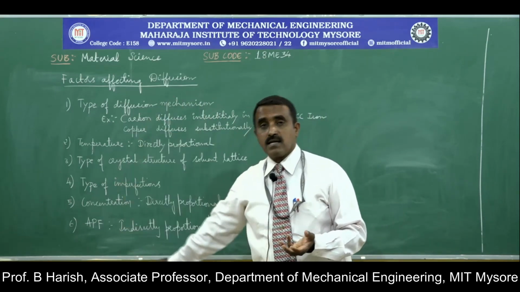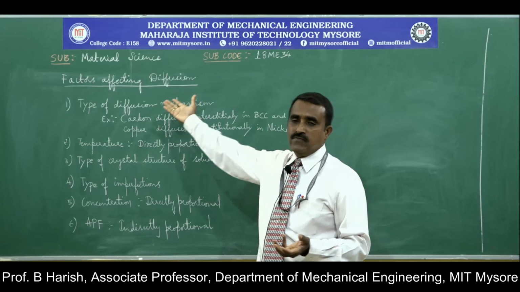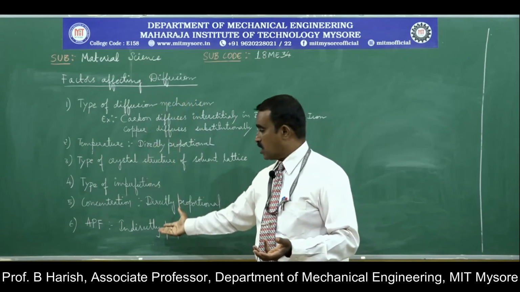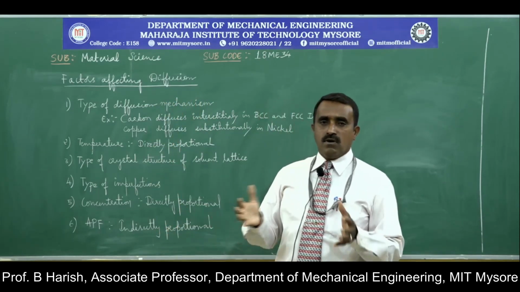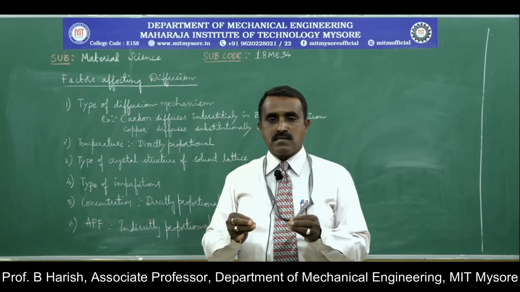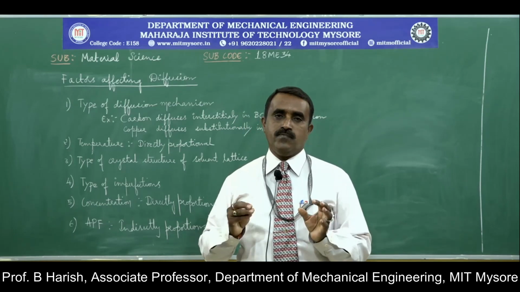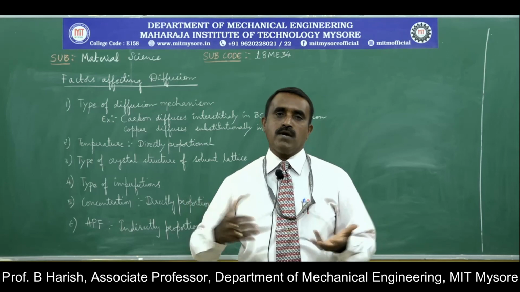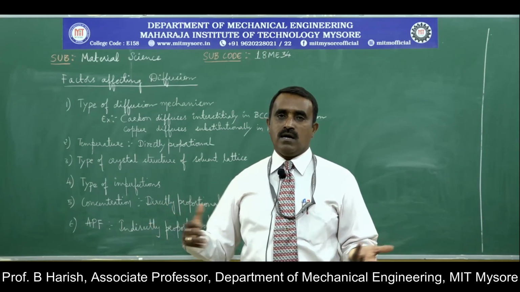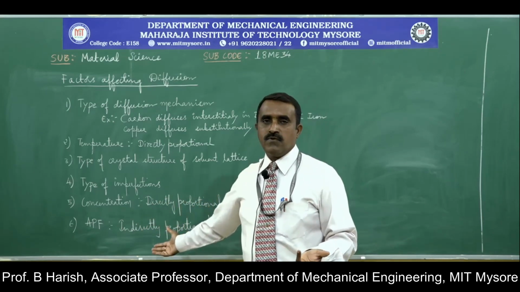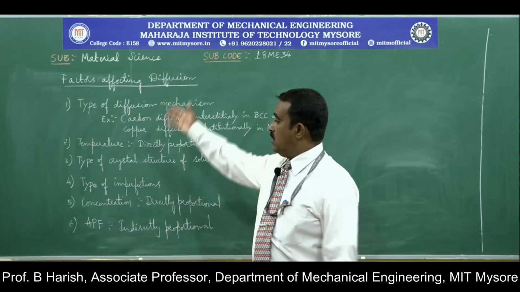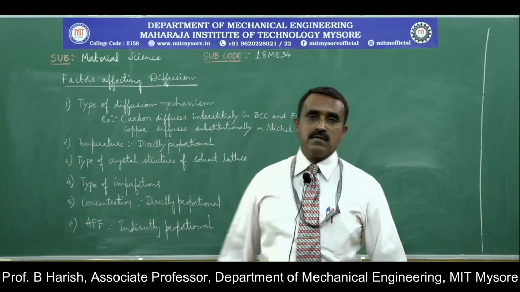So these are all the factors affecting the diffusion rate, including atomic packing factor. If you have less space, movement of atoms will be slower. The more the empty space, the movement will be faster. That is how it affects the diffusion rate. So these are the 6 different factors that affect diffusion.